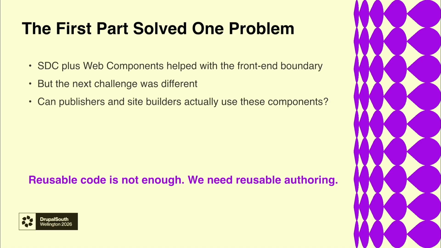So that's what the next part is. So far, the first part was about the developer-facing problem. It helped me organize the components and reduce conflicts with the old theme. But after that, the question changed again. If we want to keep going in this direction, can the publishers and site builders actually use these components? Or do they still need to wait for a developer every time they want to test, place, and demonstrate one component? That's where Layout Builder enters the story.